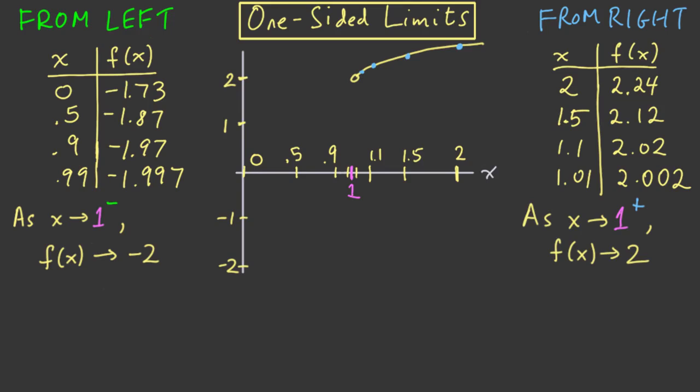We can do the same thing on the left. Our table of values gives us these 4 points, and if we interpolate and assume the graph is smooth in between those points, then we've got this. And as we come in towards 1 from the left with our x values, then our y values are approaching y equals minus 2. And again, we'll have this open circle to remind us that there is no point at x equals 1 on the graph.